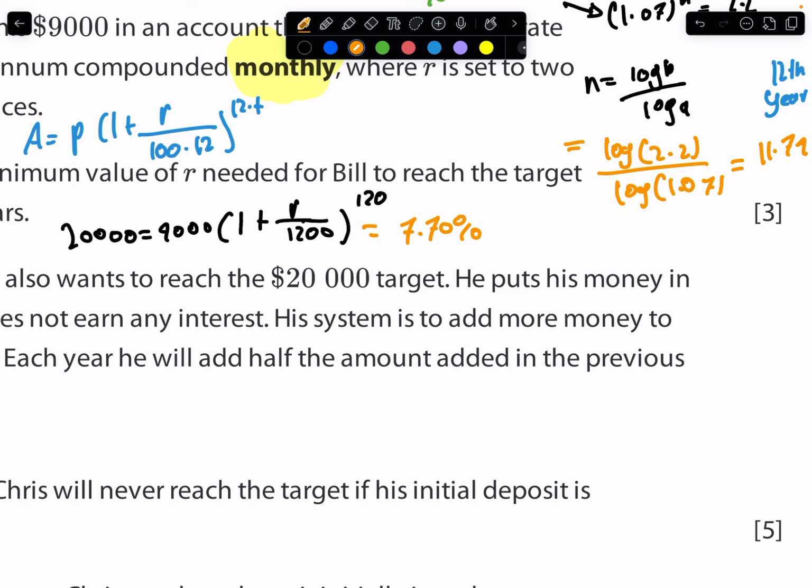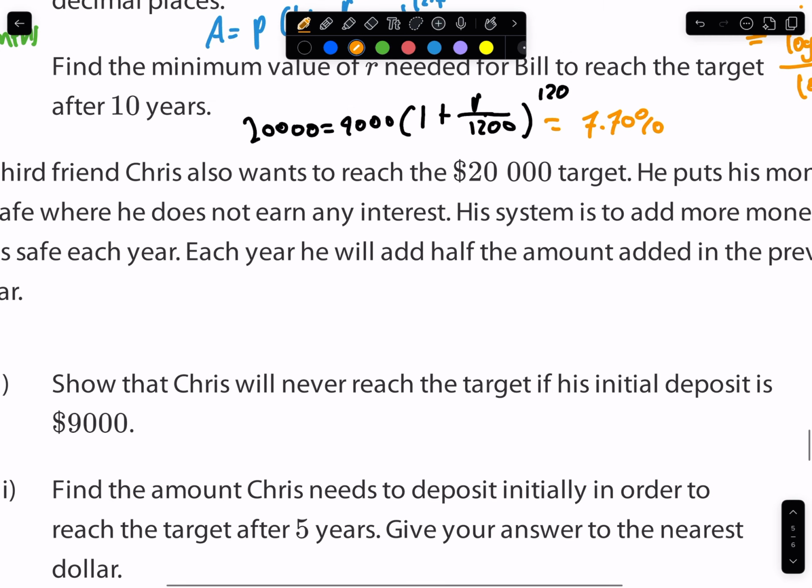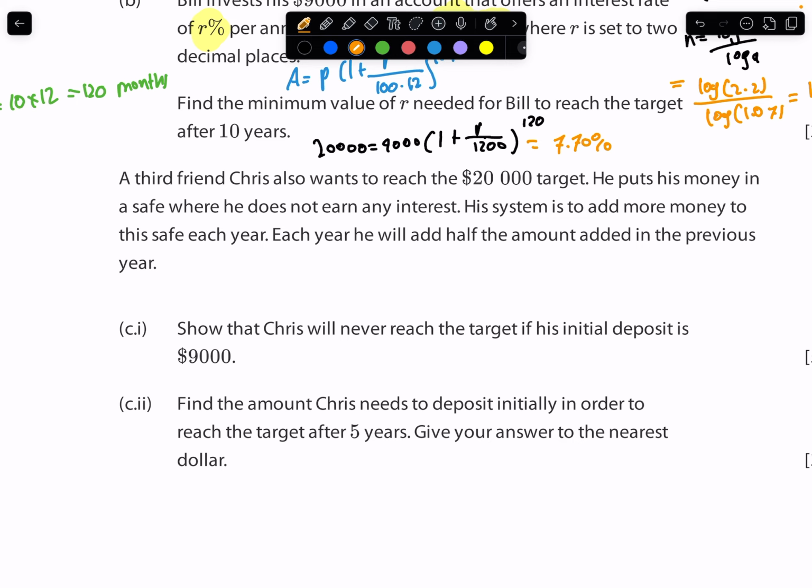Now part C, a third friend, Chris, also wants to reach the 20,000 target. He puts his money in a safe where he does not earn any interest. His system is to add more money to this safe each year. Each year, he will add half the amount added in the previous year. His strategy: Chris starts with 9,000. Every year, he adds half of what he had added the year before. So this builds a geometric sequence.